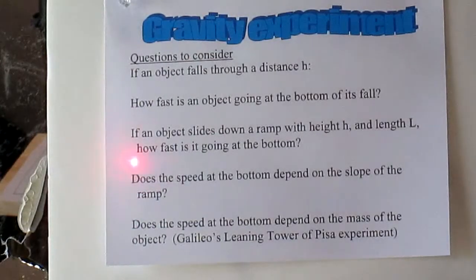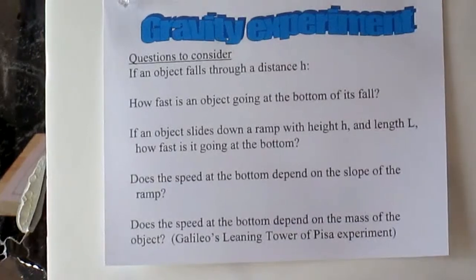If an object slides down a ramp or rolls down a ramp of height h and length l, how fast is it going at the bottom? Well, we have a ramp, and we have measured off the L, and we're going to measure the H. And so we'll make that experiment too. Does the speed at the bottom depend on the slope of the ramp? We're going to try a couple of different slopes and see if it depends on that or just on the initial height. Does the speed at the bottom depend on the mass of the object? That is answered by the 3 steel balls, and that's suggested by Galileo's Leaning Tower of Pisa experiment.